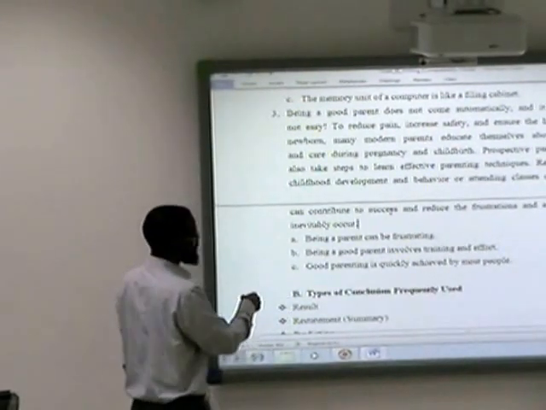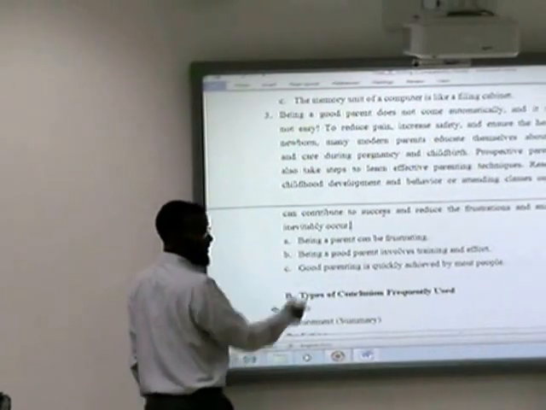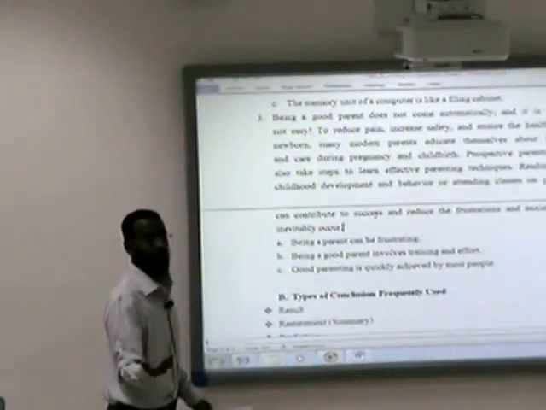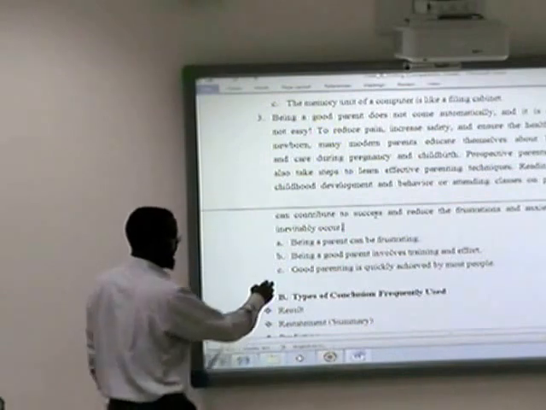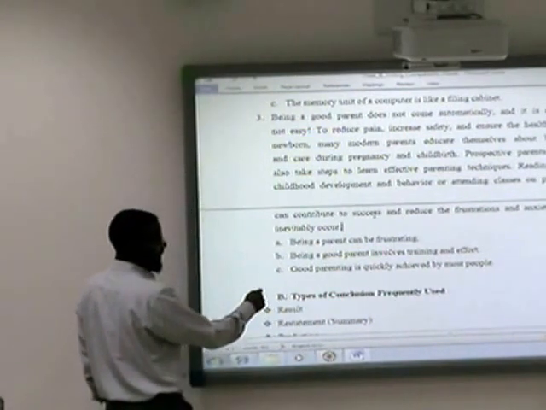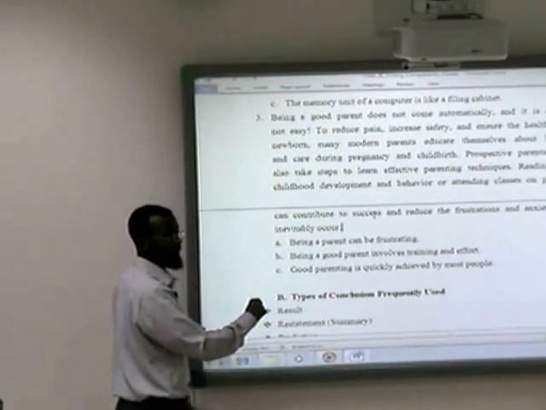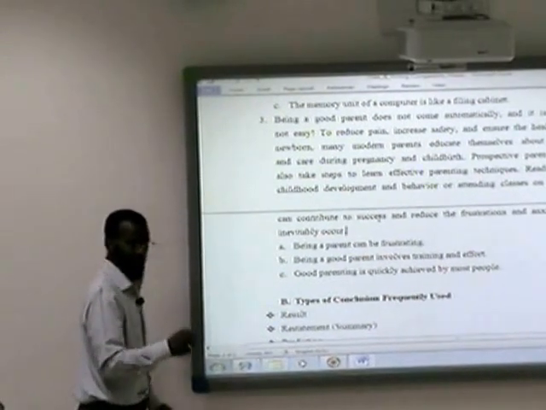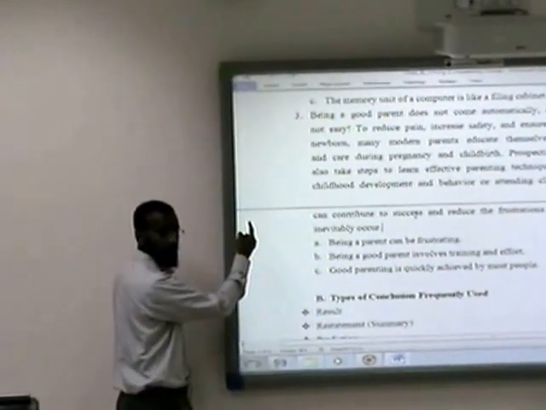What about the other choices? Being a parent can be frustrating. What is this? Detail, example. C. Good parenting is quickly achieved. Is it? No, it's not. So this is contrary to my main idea.